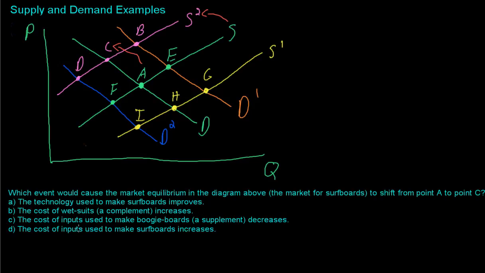So the technology used to make surfboards improves. Well, if the technology improves, that will increase supply. So that's moving in the exact opposite direction of what we want to go. So it won't be that.